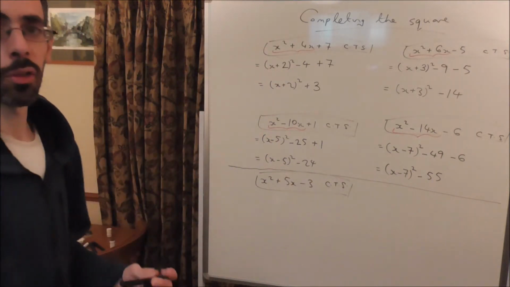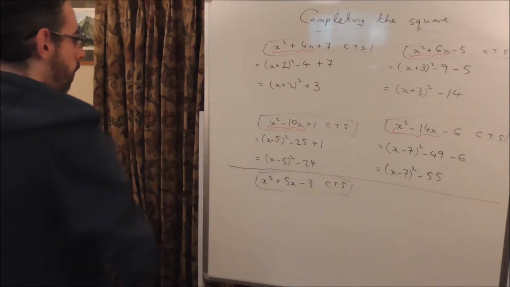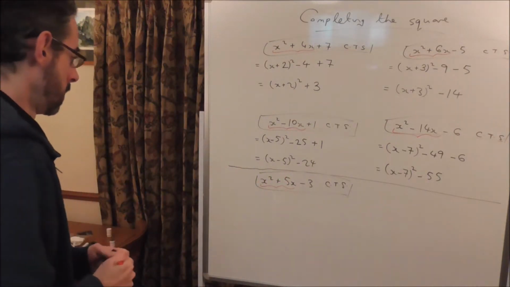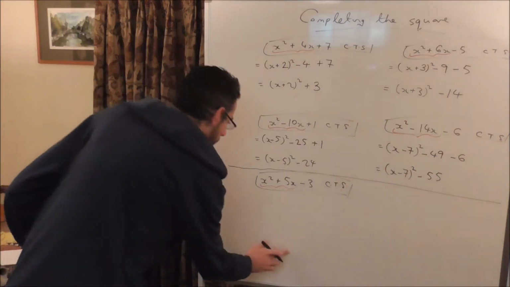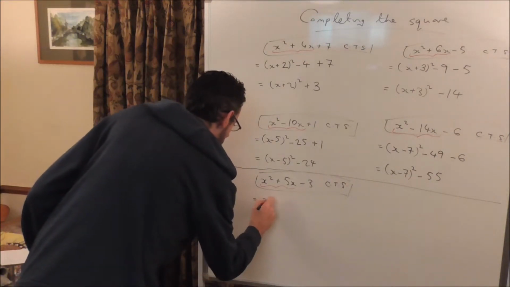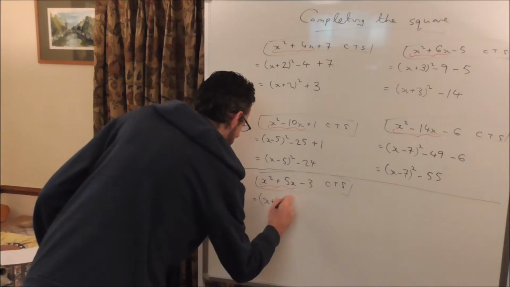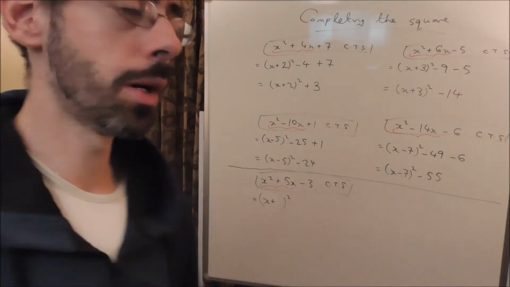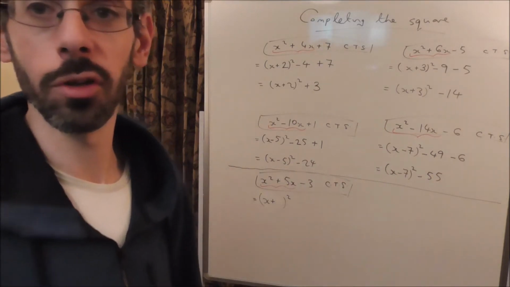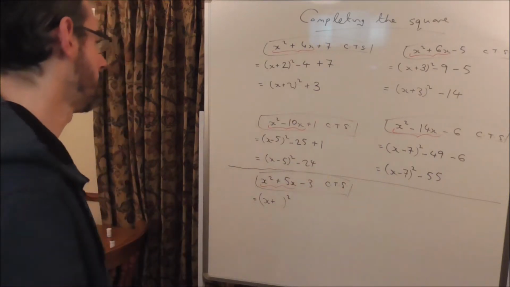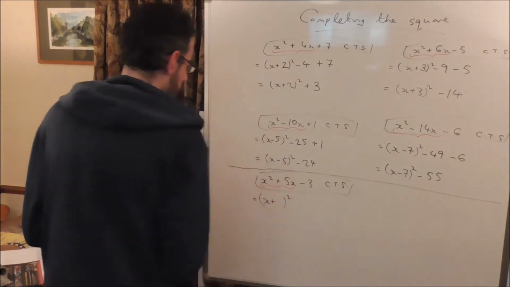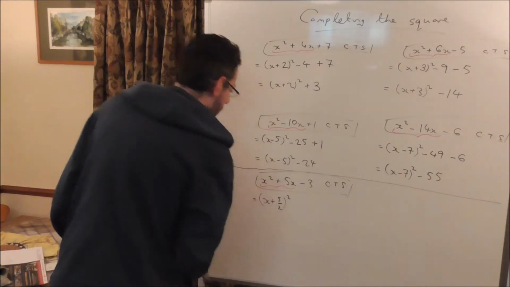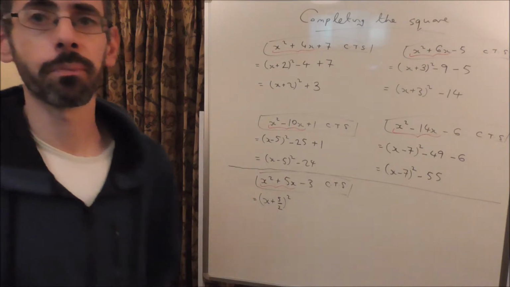So you do exactly the same thing. So again, I'm going to ignore the minus 3 for now, just focus on x squared plus 5x. So what does that go to when you complete the square? Well, it goes to x plus something squared. Half of 5 is 2.5, but it's easier actually to leave it as an improper fraction, a top-heavy fraction. So 5 divided by 2, you can just write it as 5 over 2. 5 halves, so 5 over 2 like that.